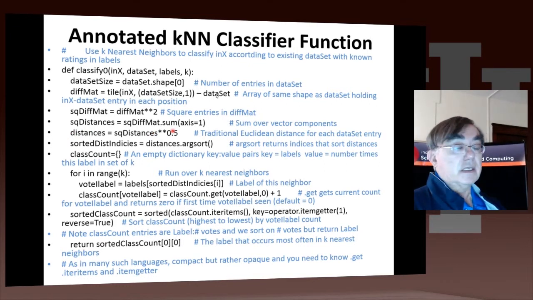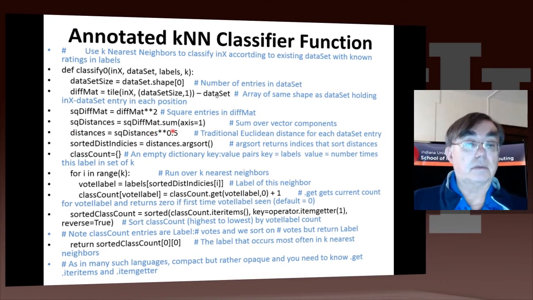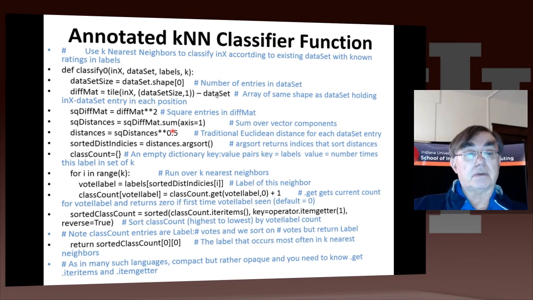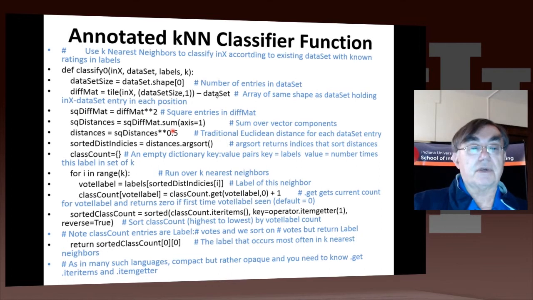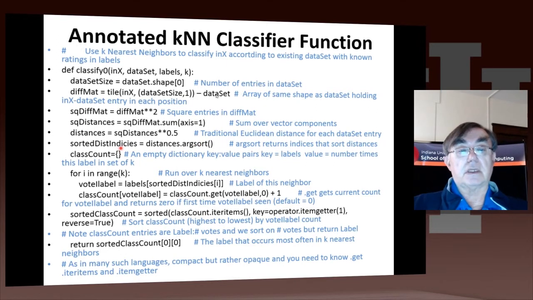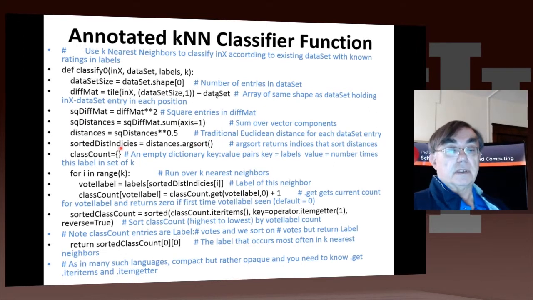Actually, we needn't have taken the square root because if you want to sort the values, the square sorts in the same way. But anyway, this is the Euclidean distance. Then we call this intrinsic function argsort, and we sort the distances and return the indices corresponding to the sorted distances.